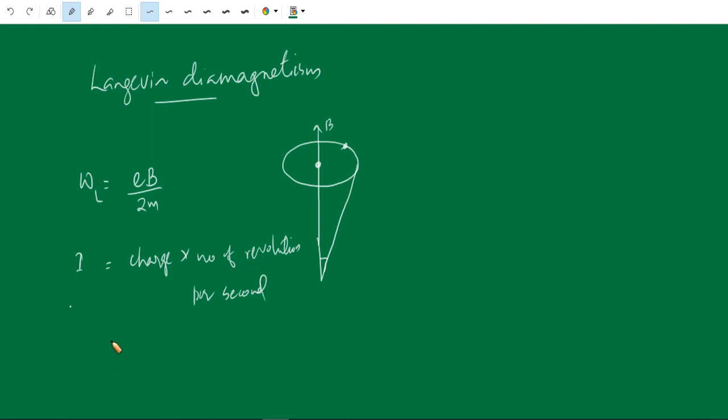Okay, so the charge of Z electrons is minus Ze, multiplied by the number of revolutions per second, which is the angular frequency. Therefore the frequency, the number of revolutions per second, is given by omega divided by 2 pi, that is 1 by 2 pi times eB divided by 2m.